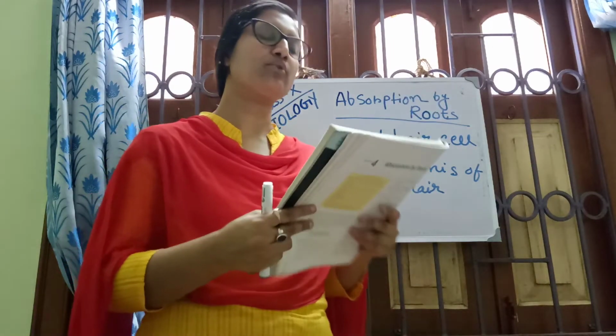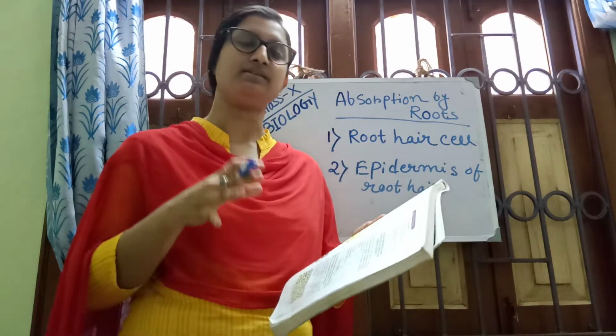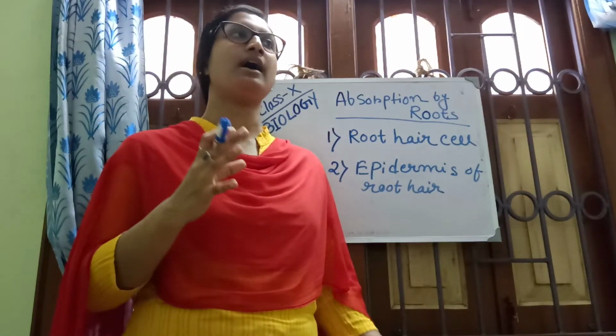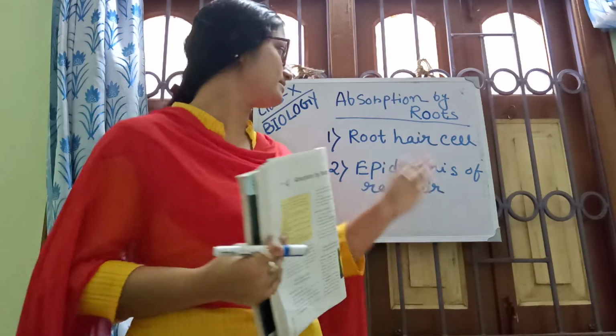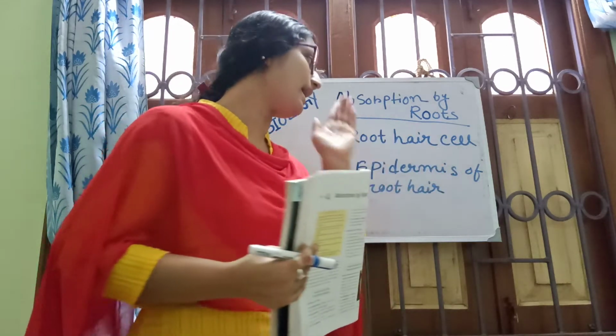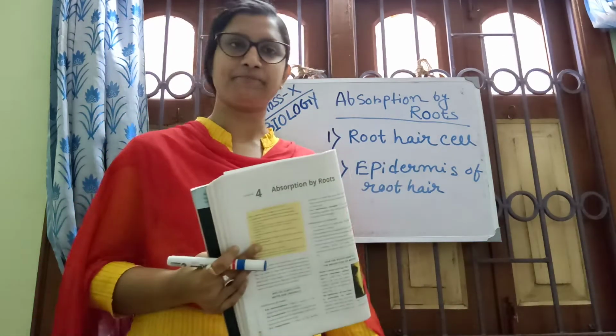And the last thing, which is very important: the root hair contains cell sap. This is a solution present, called the cell sap. The root hair contains cell sap at a higher concentration than the surrounding water, and this facilitates osmosis. These are the main things present in the root hair cell and the epidermis of the root hair.